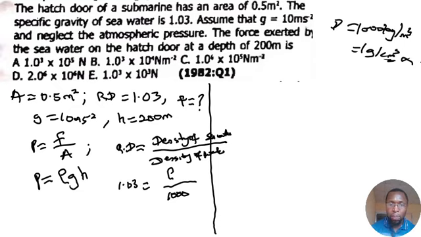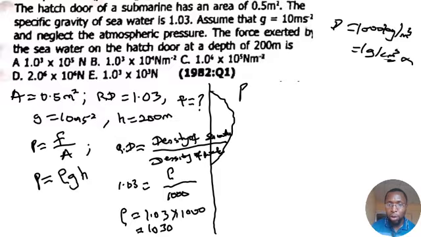So here now, relative density is 1.03, which is density of seawater over density of water. So rho, the density of seawater, will now be 1.03 times 1000. When we do 1.03 times 1000, we should be having 1030 as our density of seawater.